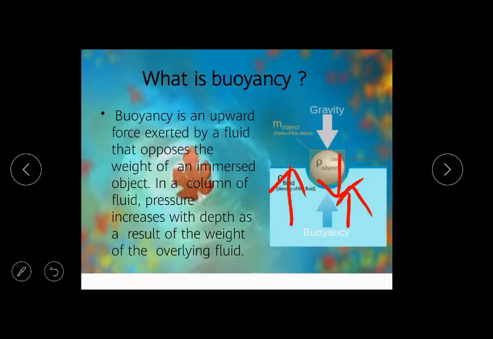Buoyancy is the opposing force applied by the fluid when any object is immersed in liquid. So I hope you have understood what is buoyancy. Buoyancy is the upward force exerted by a fluid that opposes the weight of an immersed object when the object is put inside some fluid.